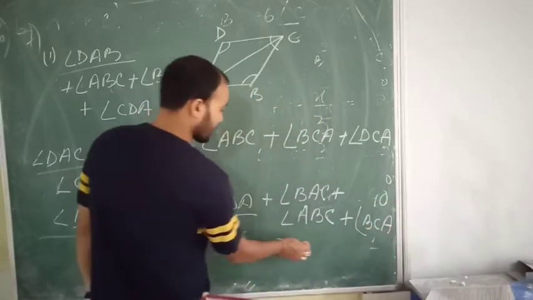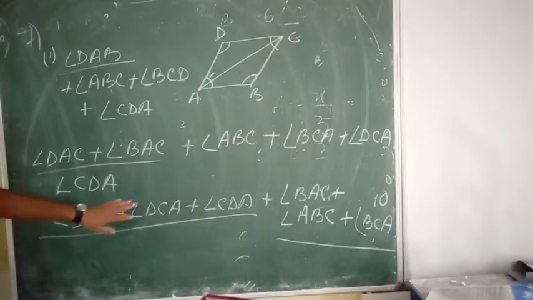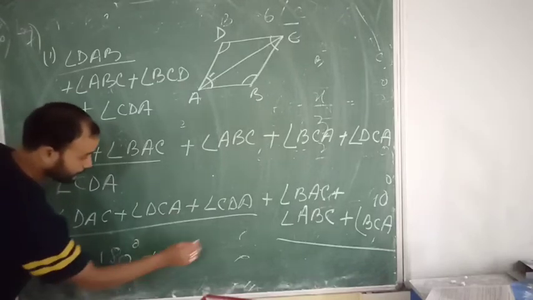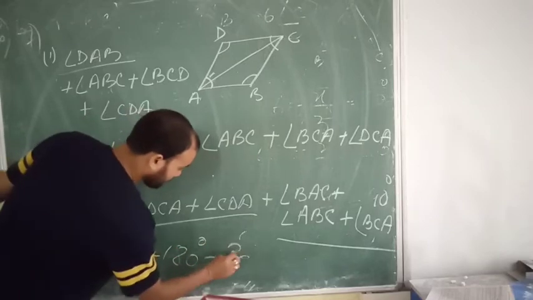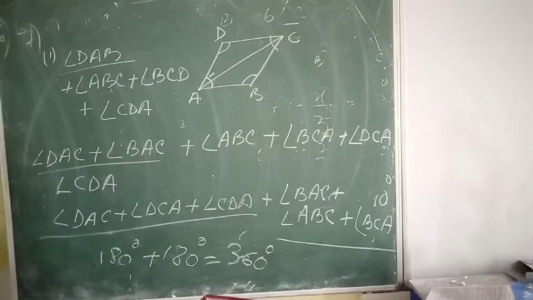Okay, these are two triangles. The angle sum property says that the sum of all angles of a triangle is 180. So this is 180 plus this is 180, and the total measure will be 360. Fine, this is the answer.